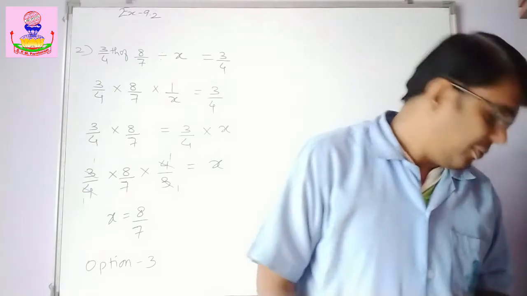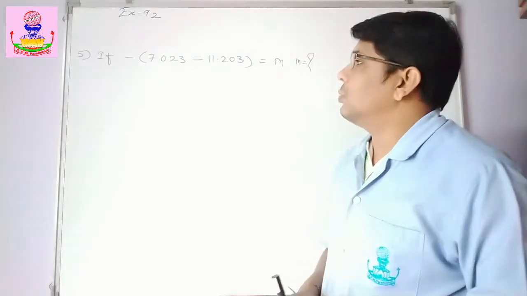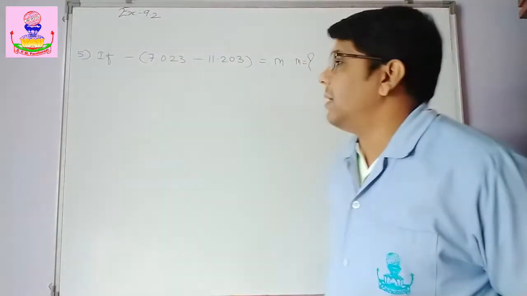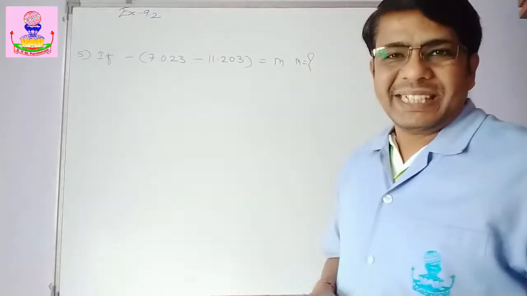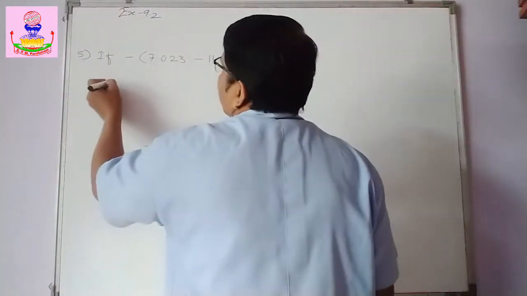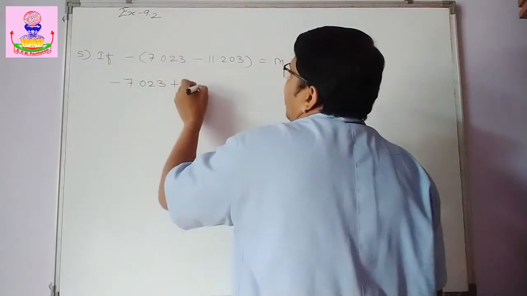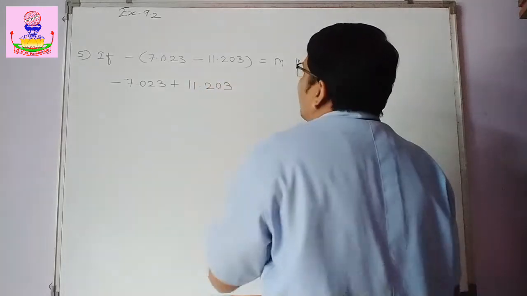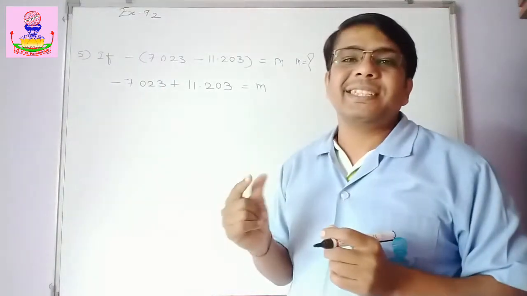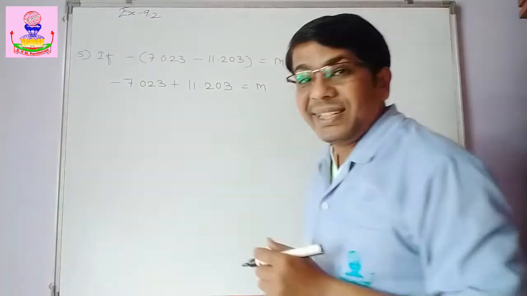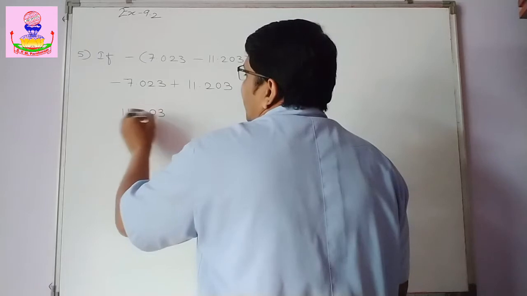Example number 5. Now see, minus into bracket 7.023 minus 11.203 is equal to m. Find the value of m. So first you can open the brackets, so see what happens. Minus into plus, minus 7.023; minus into minus, plus 11.203. Okay, that is equal to m. Now this is minus, this is plus. So difference in sign, go for subtraction and give the sign of the bigger number.